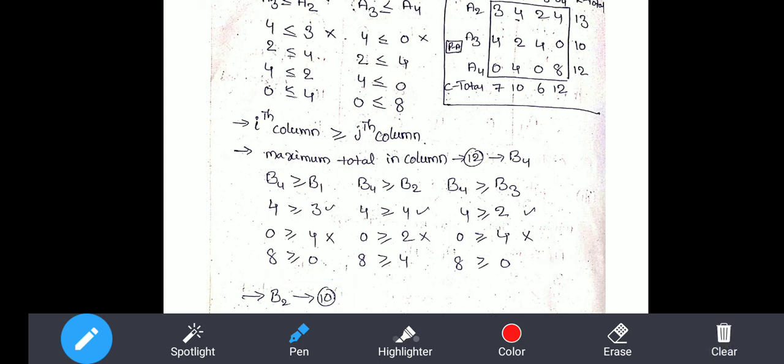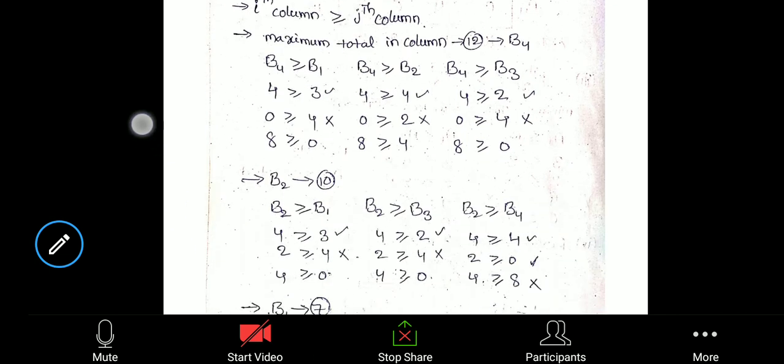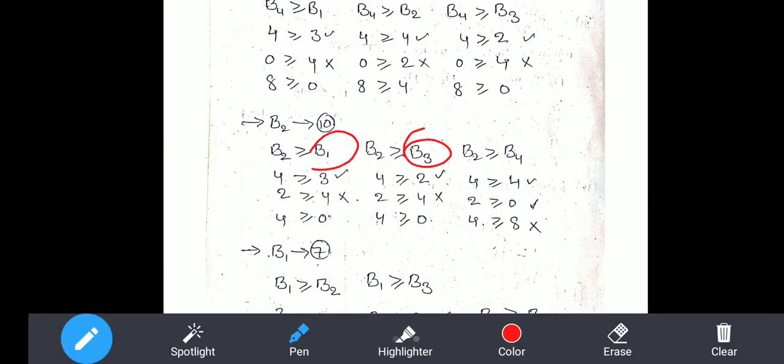So the next highest will be 10. 10 will be selected, which means B2. B2 is greater than or equal to B1, B3, B4. Those three conditions are also not satisfied here.